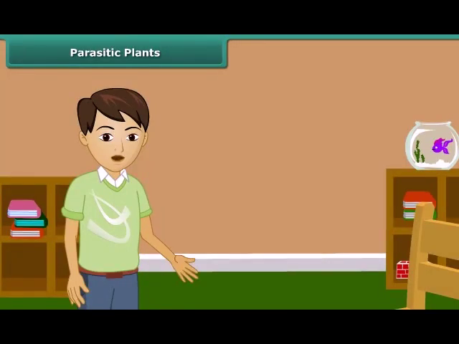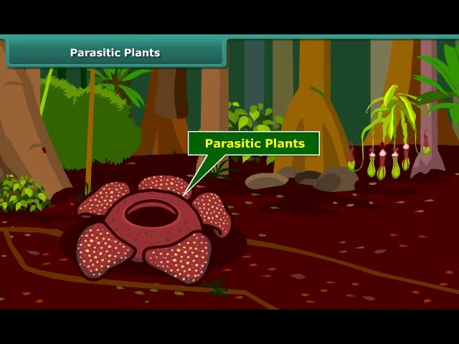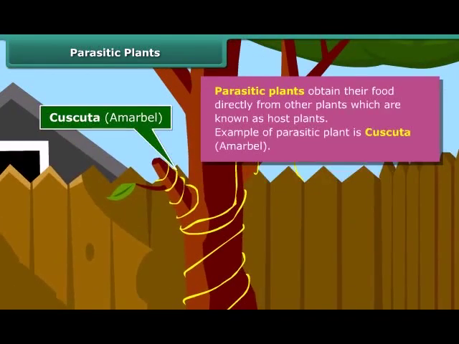Let's start with parasitic plants. The plants which obtain their food directly from other plants are known as parasitic plants, and those plants from which they obtain food are known as host. You might have seen Cuscuta, amarbale, nearby you, which is an example of a parasitic plant. It coils around the stem and branches as a yellow, tubular structure.